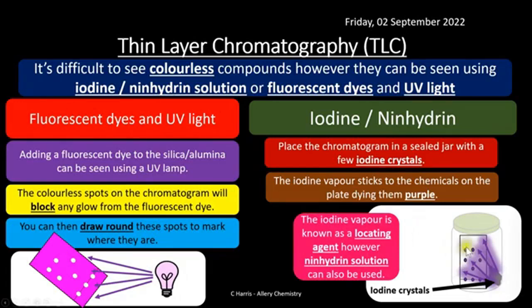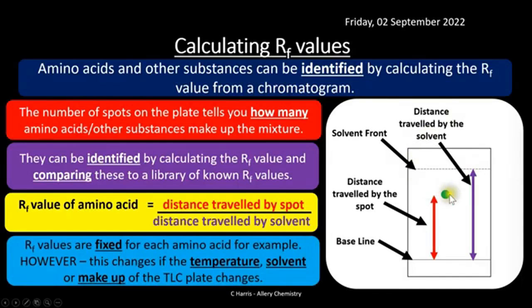After that, we need to dry it and identify amino acids by calculating the RF value. We calculate the RF value on the actual chromatogram, and then we compare it against a library of known RF values to help identify what amino acids we may have there.